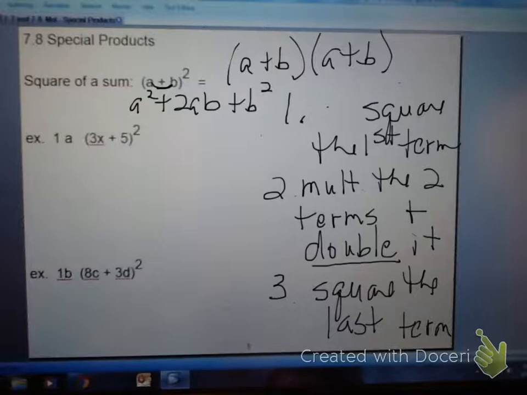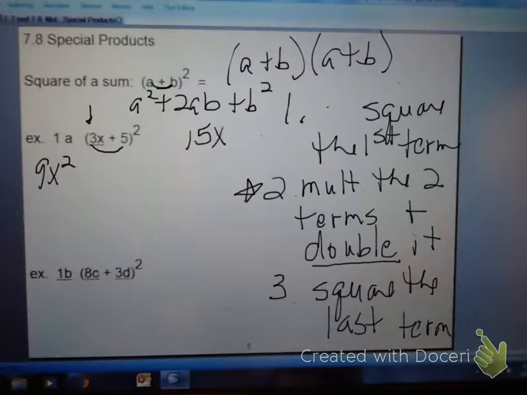Example 1a. I'm going to square the first term. So I'm going to square the 3x, and I get 9x squared. Step 2, this is the most important step that a lot of people miss. Multiply the two terms together. What's 3x times 5? 15x.